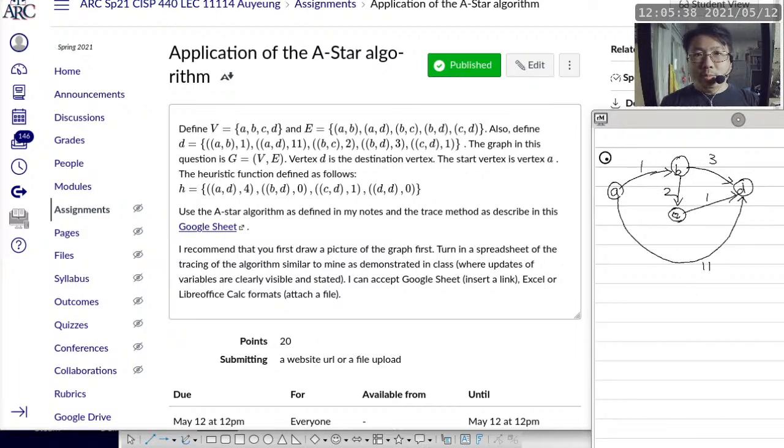As you might remember, this is the graph that we talked about last time. So it's basically exactly the same graph, except this time we also have heuristics to deal with. So I'm just going to write right below the graph what the heuristic values are. So we have h of A D being 4, we have h of B D being 0.